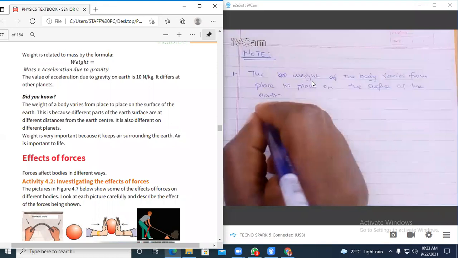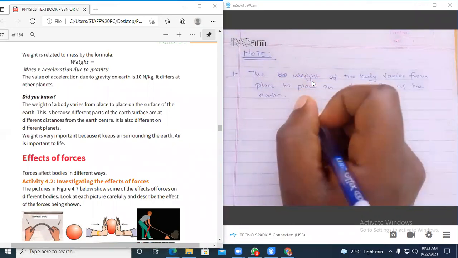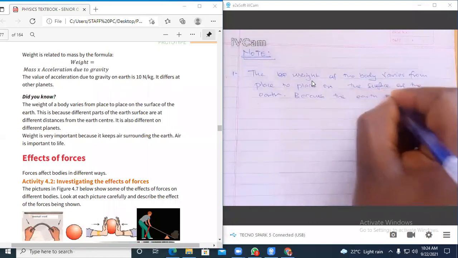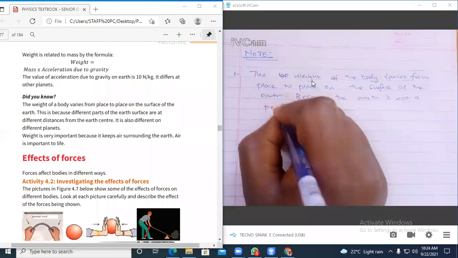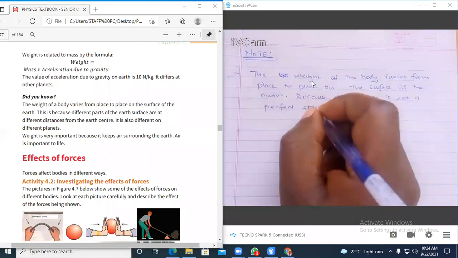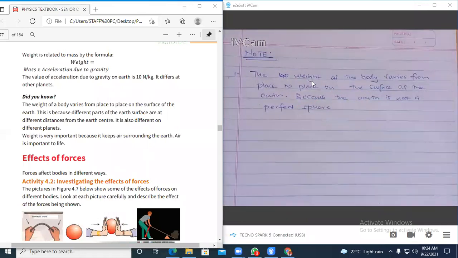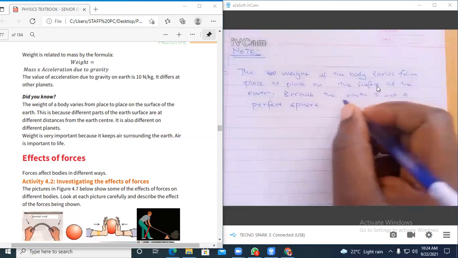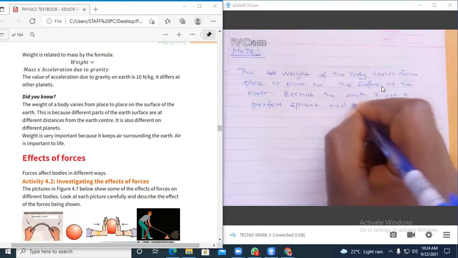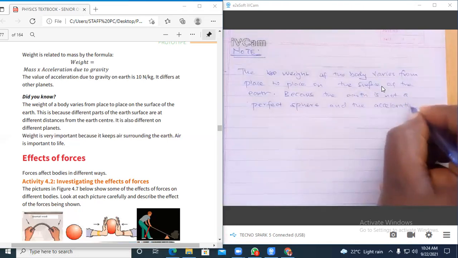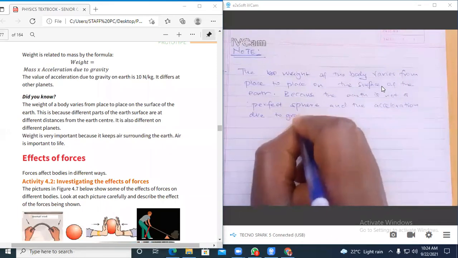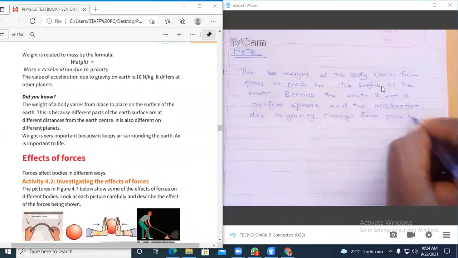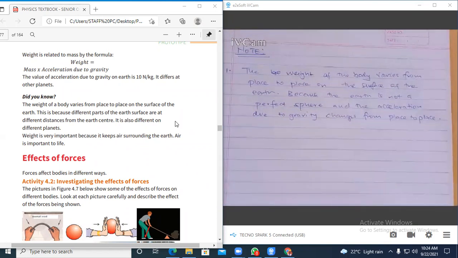Okay. The reason is that the Earth is not a perfect sphere. So at different places, we shall experience different weight, because the acceleration due to gravity also changes from place to place. So because the Earth is not a perfect sphere, the acceleration due to gravity changes from place to place. Full stop. Are we together?